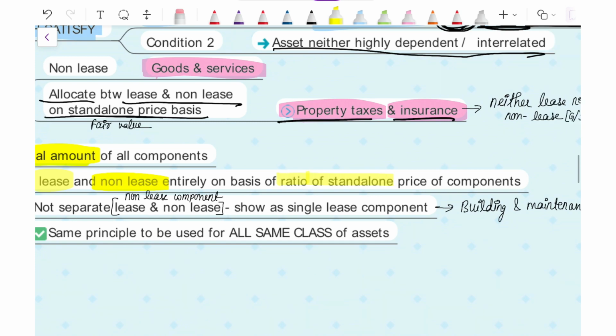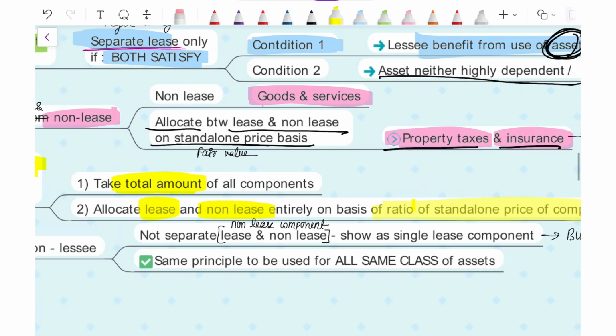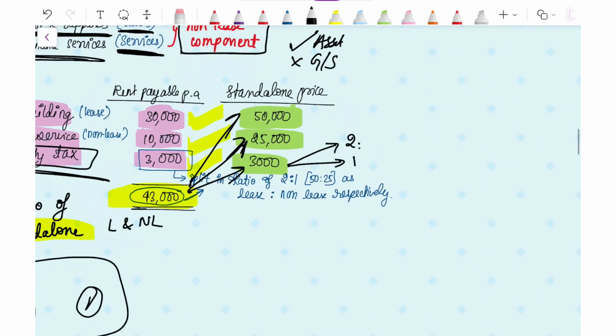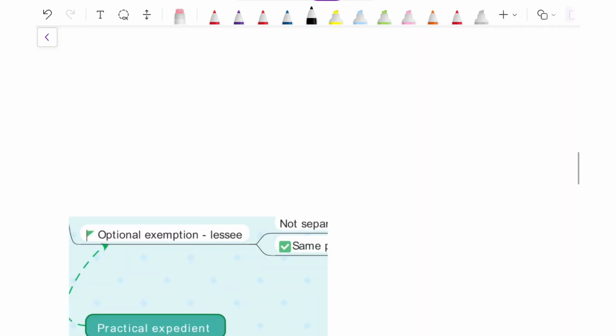Yes, on the basis of the ratio of standalone price of components. So here, if there is 43,000 which you are paying in actual, you need not bifurcate this 43,000 as 30,000 into lease, 10,000 into non-lease and 3,000 as lease and non-lease. No, you have to take the entire 43,000. And how did you do it for property tax? You saw the standalone prices, correct? So you have to see the standalone prices or the fair value of the lease and non-lease components and split it accordingly. So 43,000 in the ratio of 50,000 is to 25,000 is. Yes, so I hope you understood this.